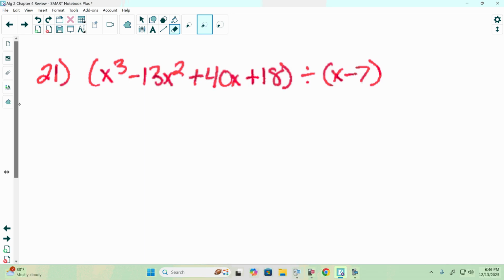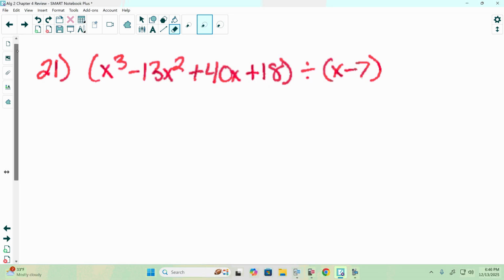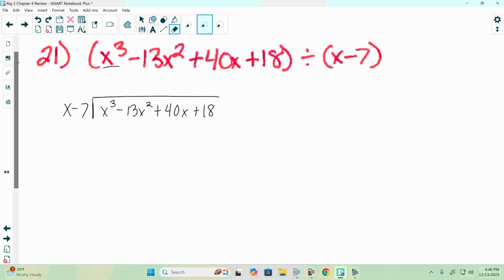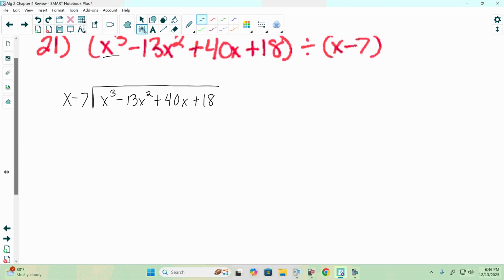Let's look at number 21. x cubed minus 13x squared plus 40x plus 18 is being divided by x minus 7. So I'm going to do this by long division. Again, biggest term inside divided by biggest term outside. So x cubed divided by x is going to be x squared, and that's the term we put on top.